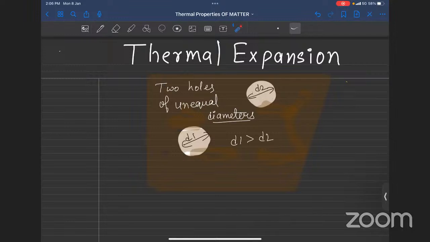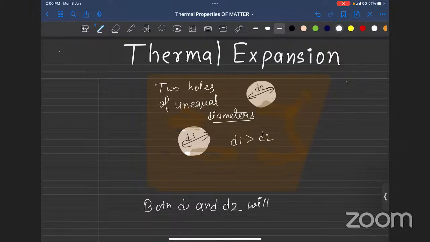See, if I'm going to perform the experiment for this, it will be something like this. Let me increase the size a little bit. Both D1 and D2 diameters will increase. This is your answer. Both the diameters are going to increase here. If we heat this metal sheet, both the diameters will increase.